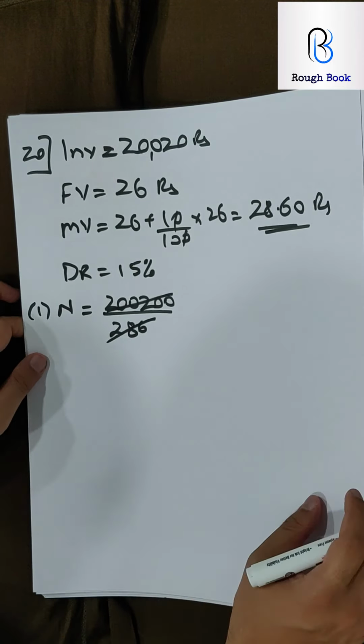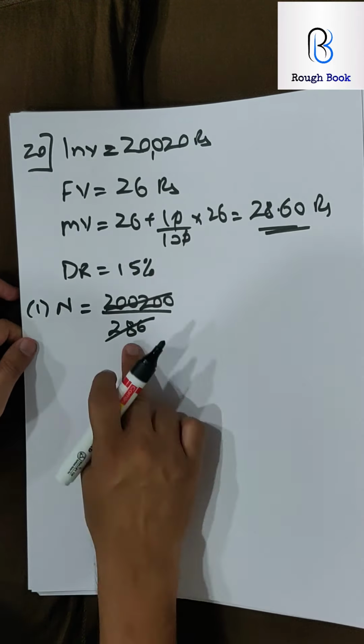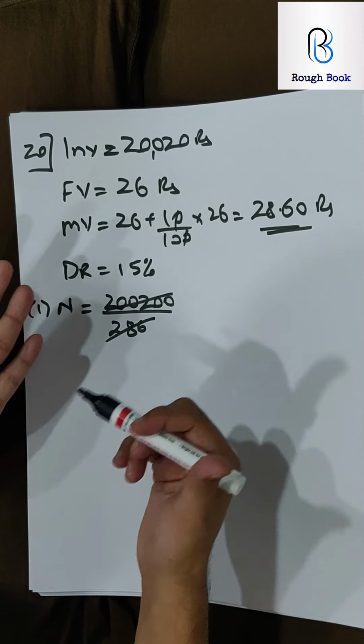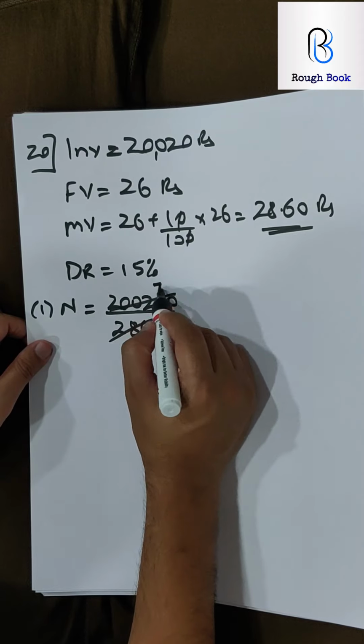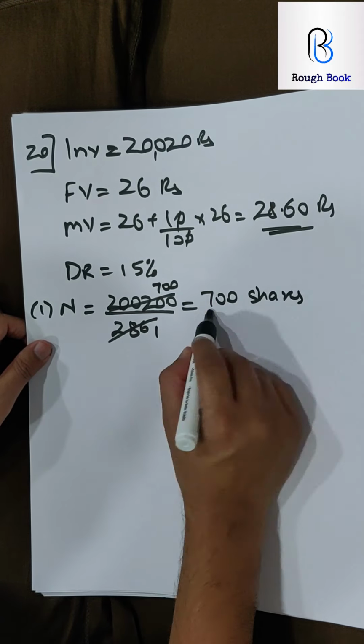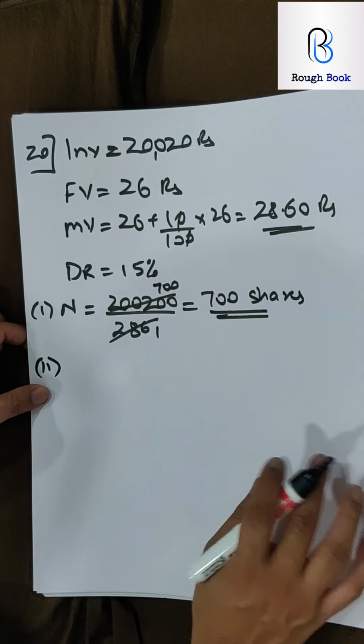Can I cancel this directly? 286 how many times? I think 7 times. 7 6s are 42, 4 carry. 7 8s are 56 plus 4, 60. So 6 carry. 7 2s are 14 plus 6, 20. So 7 1s are 700. So my answer should be 700 shares. Second part to the question.